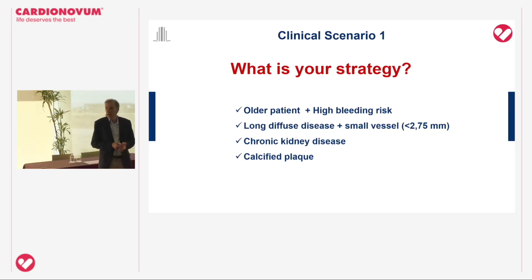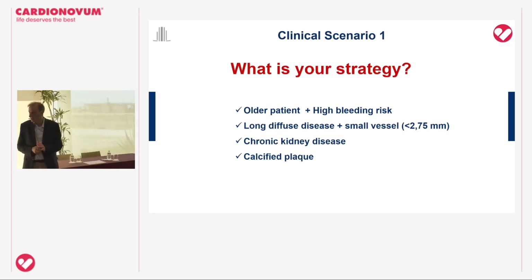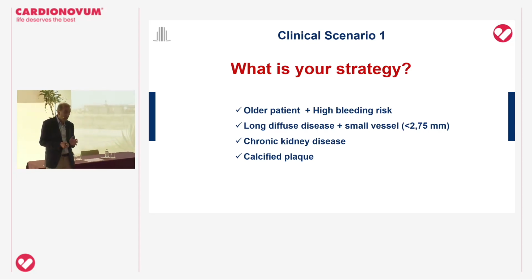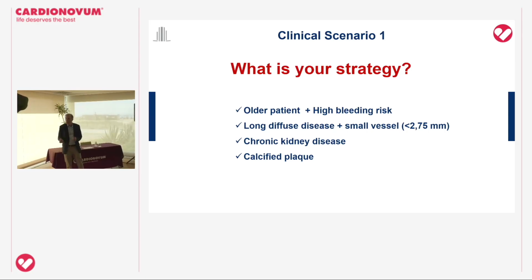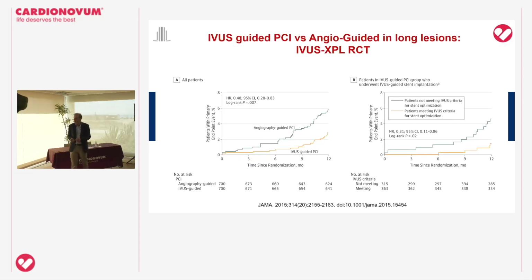In summary, this is an older patient at high bleeding risk, long diffuse disease in a relatively small vessel, 2.75 plus minus, less than that, chronic kidney disease, and of course calcified plaque. So this is a classical scenario. You don't want to implant a stent by definition. And then you may start thinking of going for a DCB PCI, DCB-only PCI strategy.